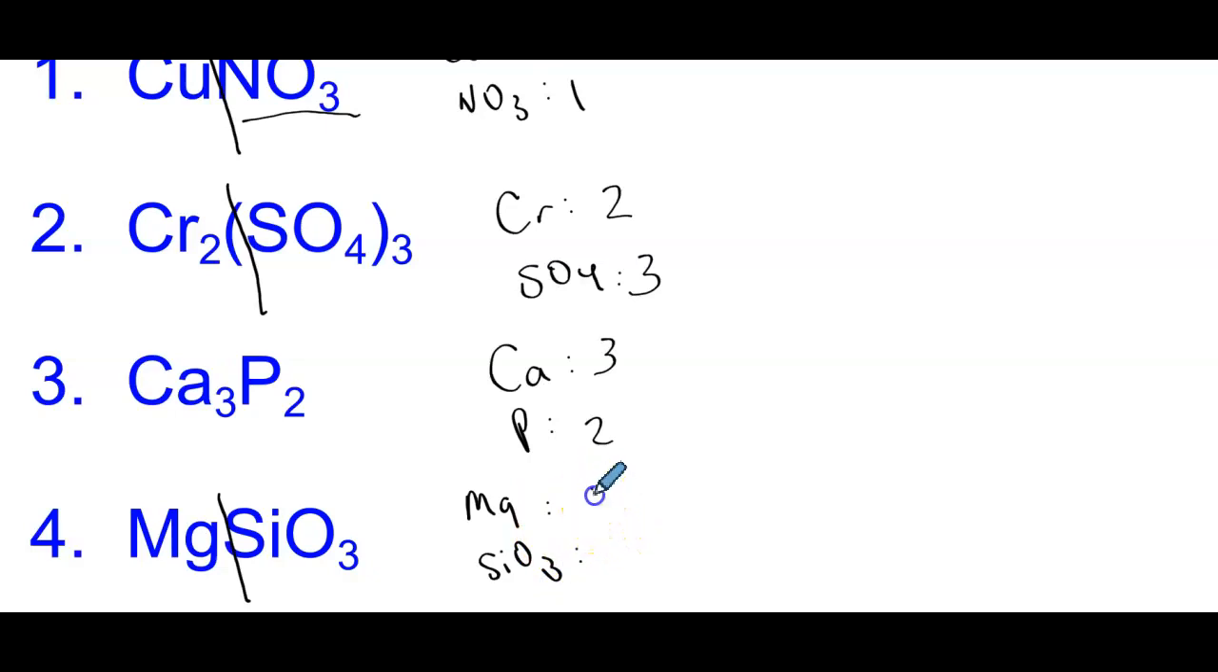And we have one of these and one of these. There's no parentheses, okay? But this is poly, this is mono, this is poly. I have one Mg group, and I have one SiO3 group.